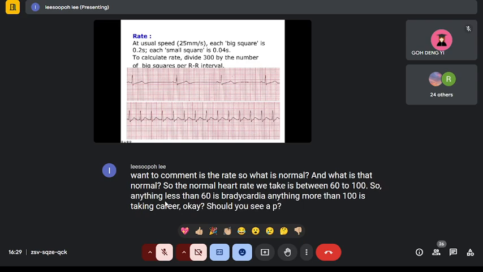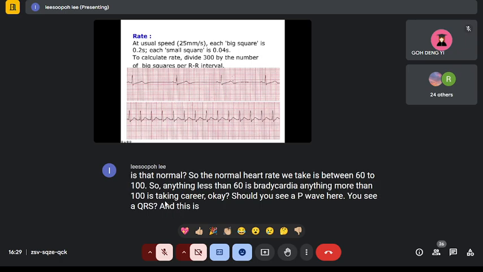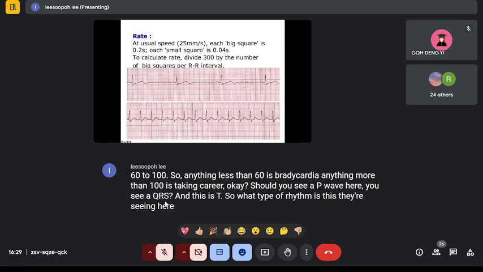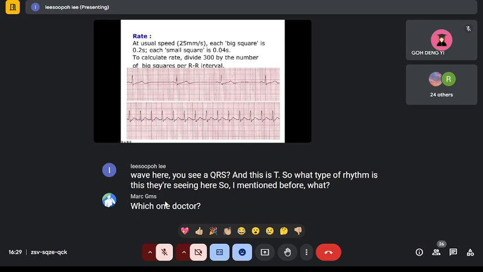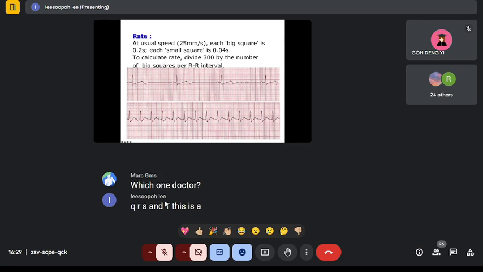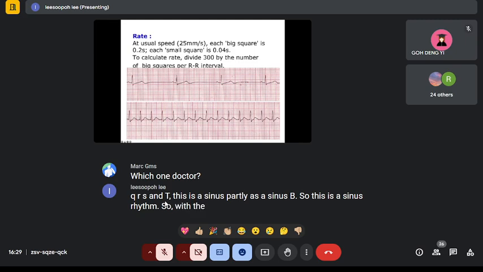So do you see a P wave here? You see a QRS, and this is T. So what type of rhythm is this that you're seeing here? As I mentioned before, when you see P, QRS, and T, this is a sinus beat. So this is a sinus rhythm. With the heart rate of 33, this is sinus bradycardia.